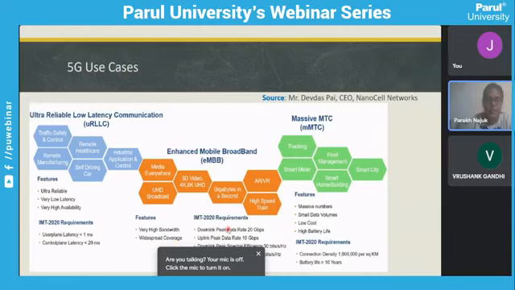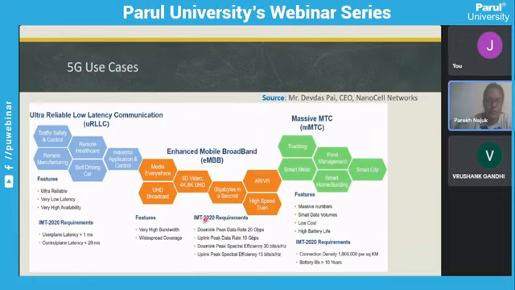Okay. Then the requirements of the IMT. Depending on these features, the requirements are 20 Gbps for downlink and 10 Gbps for uplink. Peak spectral efficiency is 30 bits per second per hertz and 15 bits per second per hertz, like that. Okay, so this is how technically they have finalized the rates for the 5G.